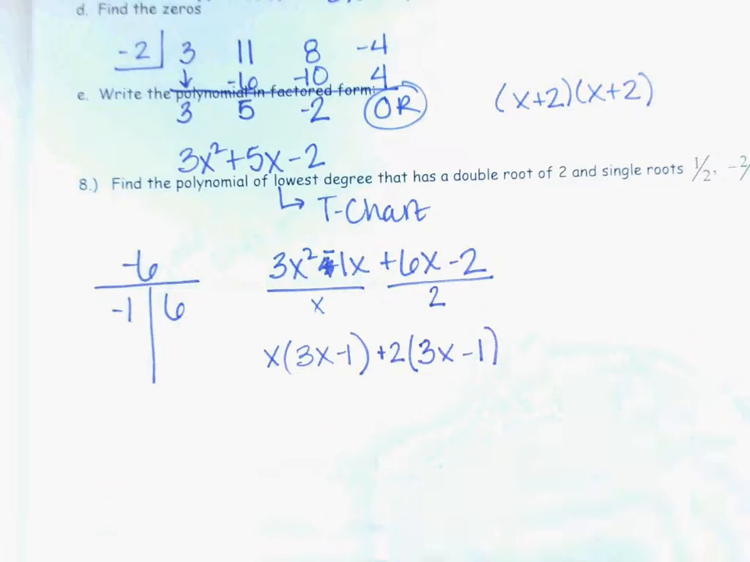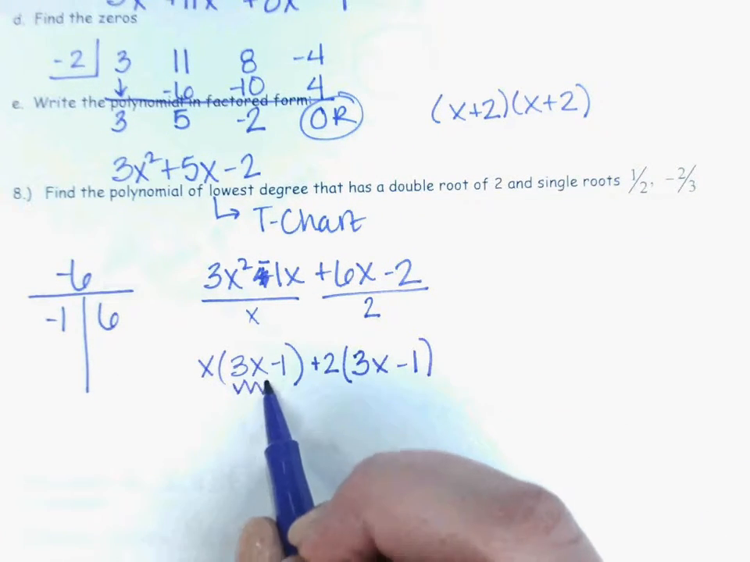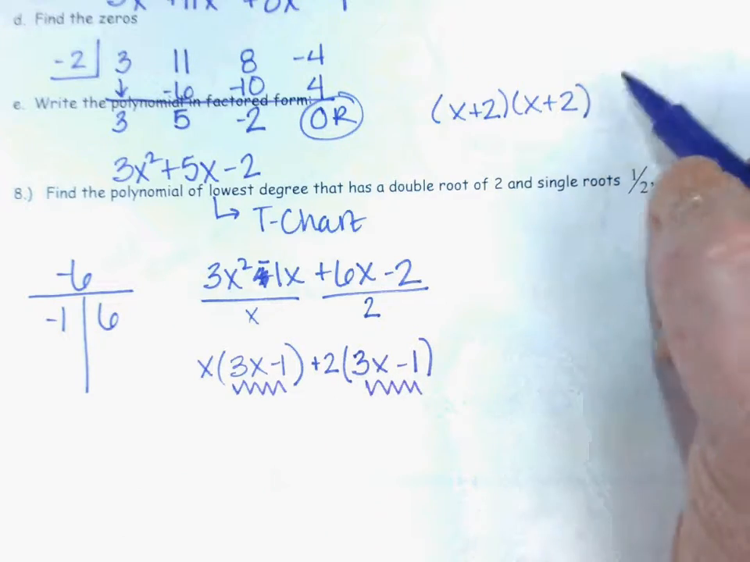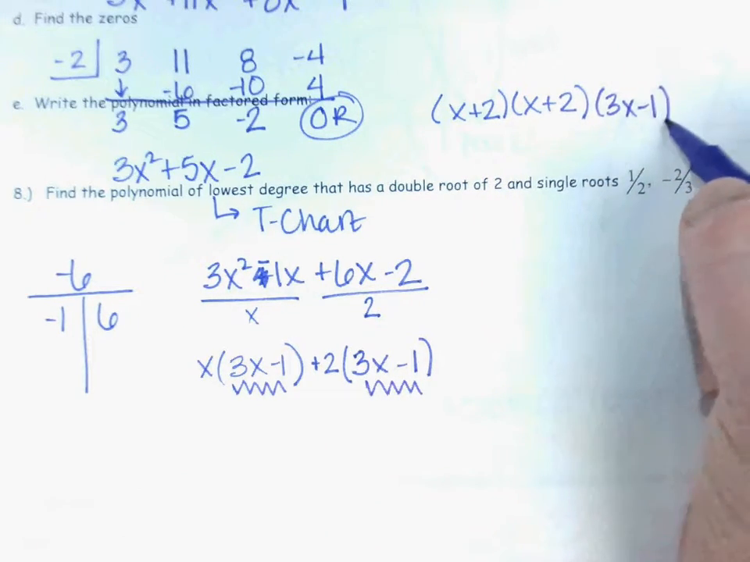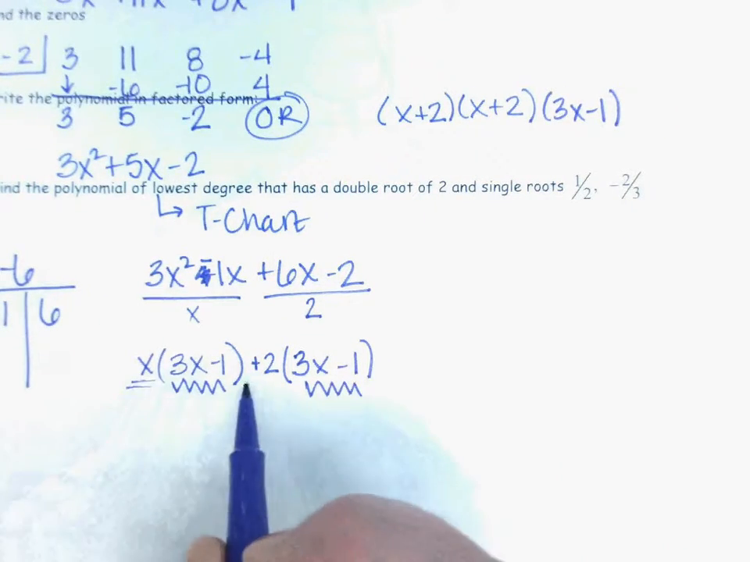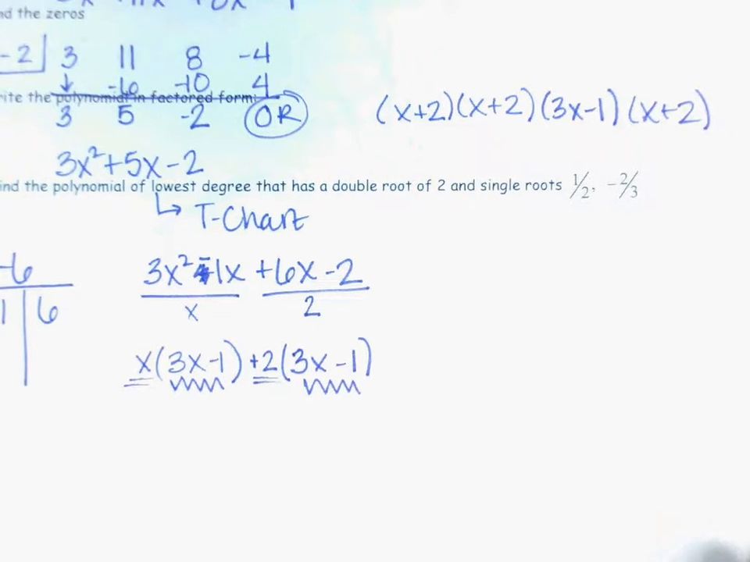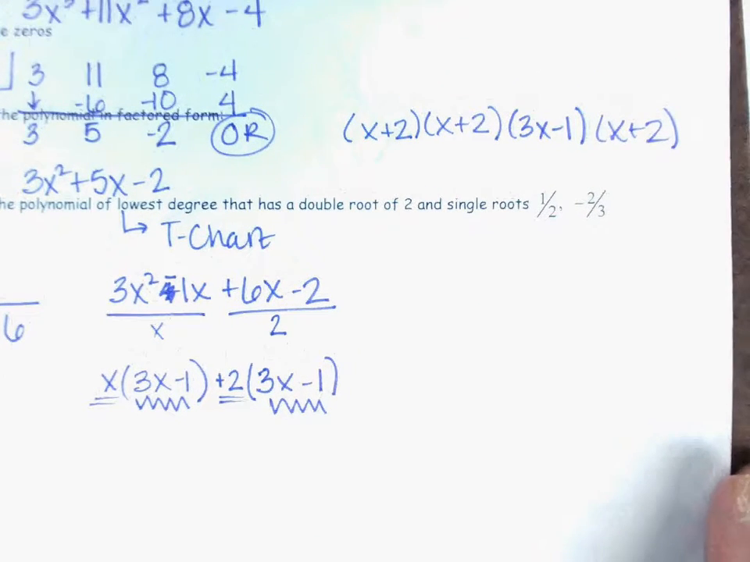Okay, now look at your guys. Do they match each other like they're supposed to? I have a 3x minus 1 here. I have a 3x minus 1 here. And then what's my last factor that I pull from the outside? An x plus 2. From the outside, yeah, so we'll have our x from here, and then our plus 2 from here for the outside. And then these two guys that matched each other, they go here.